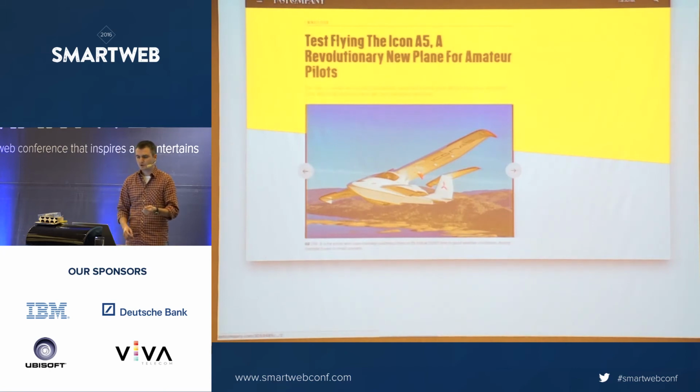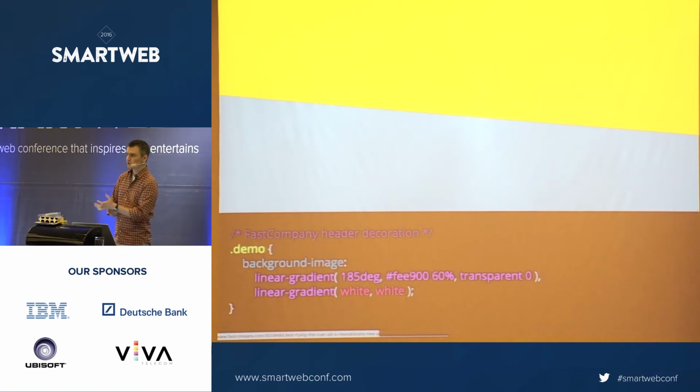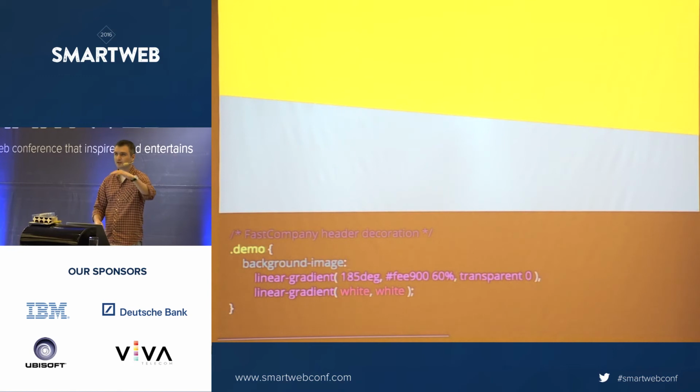So this is the website Fast Company, and this is their article page. And you can notice that they have this nice yellow slanted background over there, which they're achieving using an SVG image, which is just fine. But we can do the same thing using the technique we just learned. So we have this background image created of two gradients over here. One of them is the yellow slanted at 185 degrees, and it goes from a yellow to transparent 0. And then the second value over there is essentially just a solid white background.